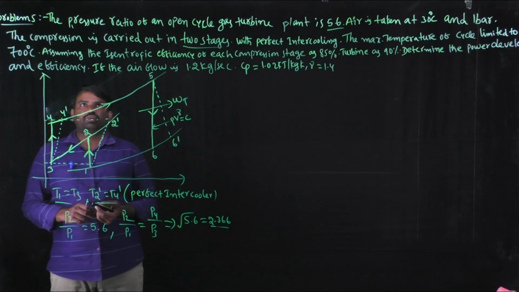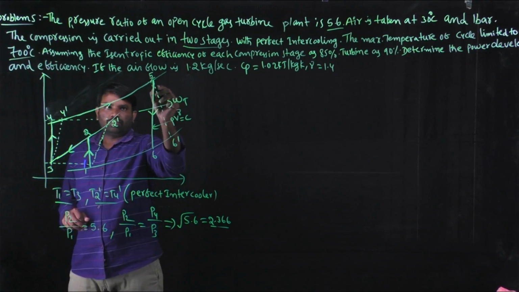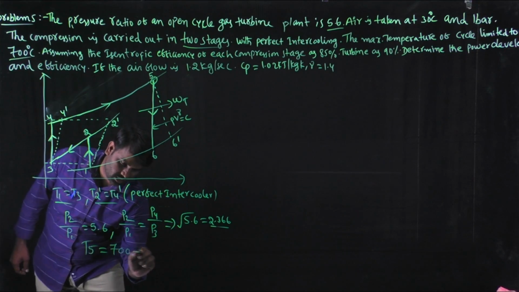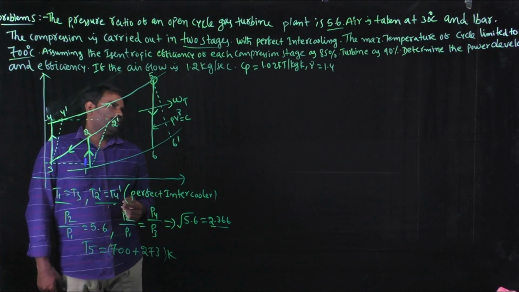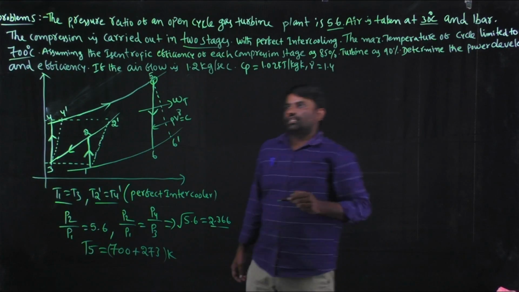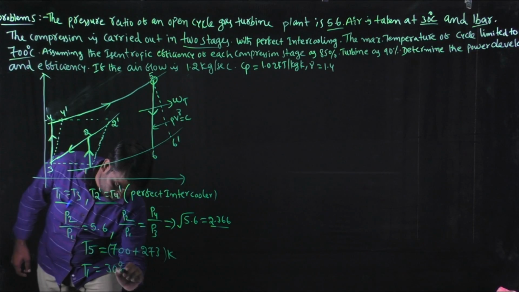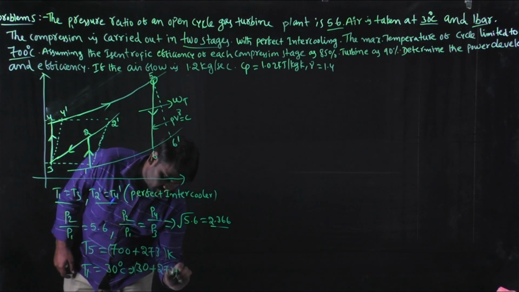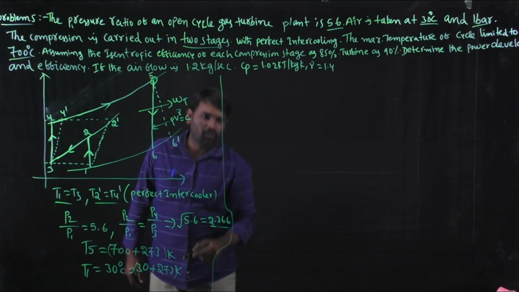Next, we have to find the unknown temperatures in the cycle. What temperatures are given in the present problem? T5 is given, the maximum cycle temperature, which is 700 plus 273 Kelvin. T1 is also given: air is taken at 30 degrees centigrade and P1 is 1 bar. We have to convert it into Kelvin, 30 plus 273 Kelvin. Next we have to find the unknown temperatures, T2 and T4. T2 by T1.